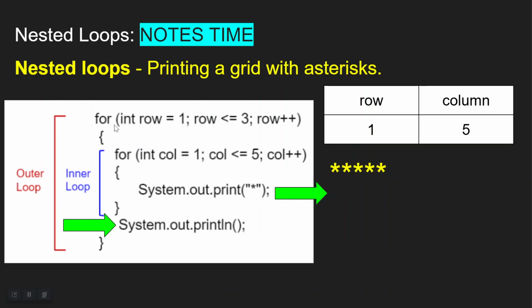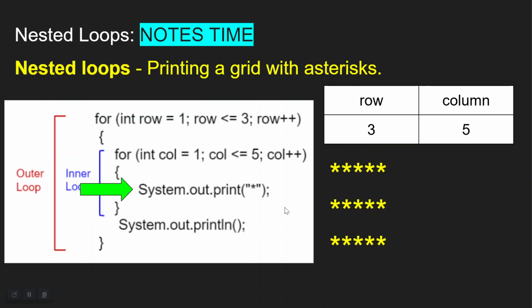And so now we go back to the top of our outer loop, and row now goes up to 2. And now we encounter our inner loop, so column is reset to 1. And now we're starting to print 1, 2, 3, 4, 5. Once we get to 5, this inner loop is done, and we go to our println statement. So now we're down here, and now row goes up to 3. And now we have to reset our inner loop, so the column goes back to 1. And then we're going to go ahead and print 5 more asterisks, and then that's basically it.